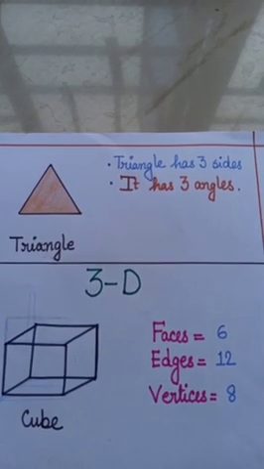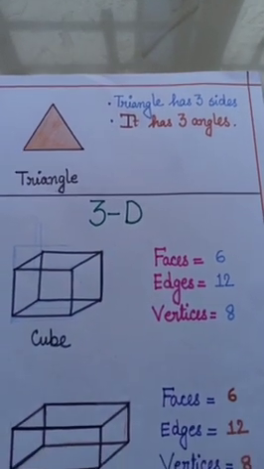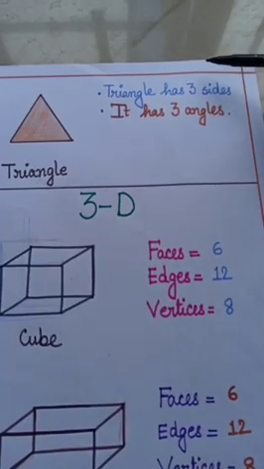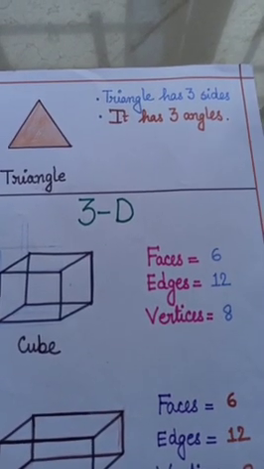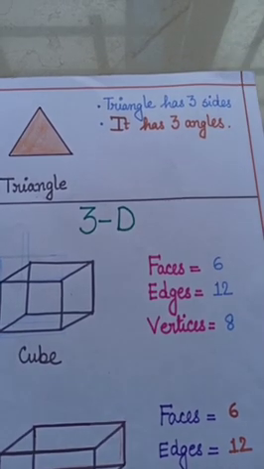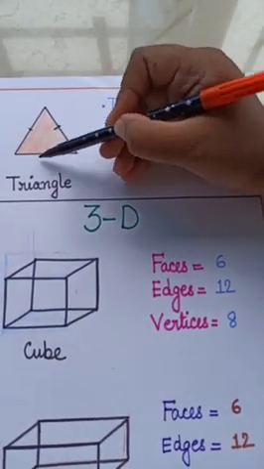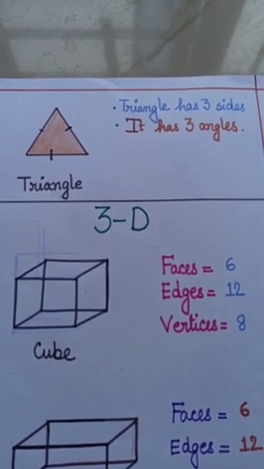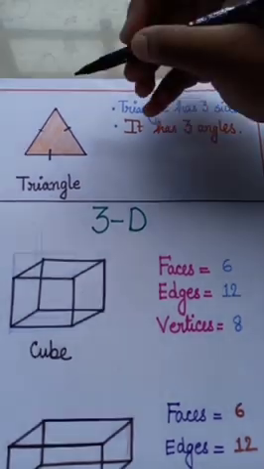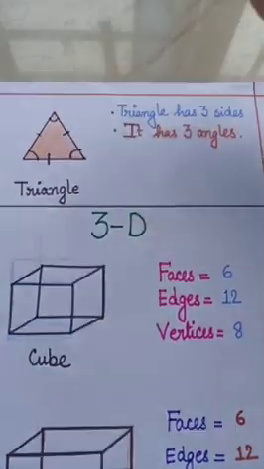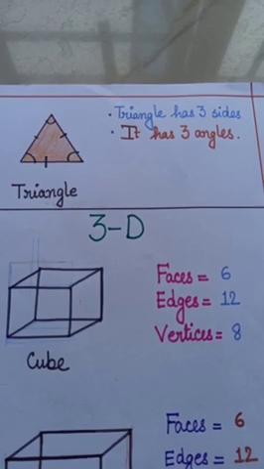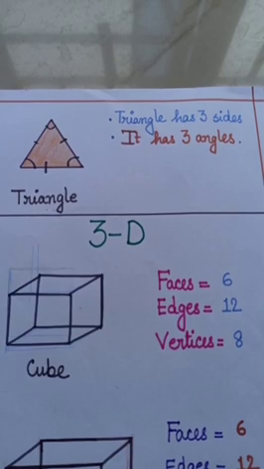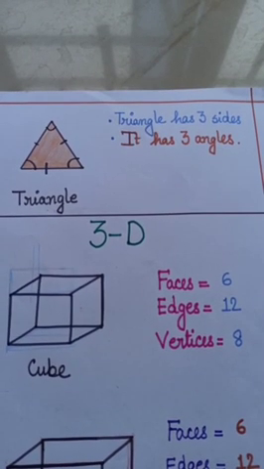Okay, so next comes a triangle. This is the last 2D shape that we will discuss. What are the basic properties of a triangle? A triangle has three sides. 1, 2, 3. So a triangle always has three sides. Next point is it has three angles. 1, 2, 3. So these are the two basic properties of a triangle. That is, a triangle has three sides and three angles.